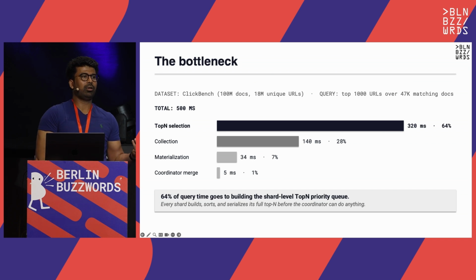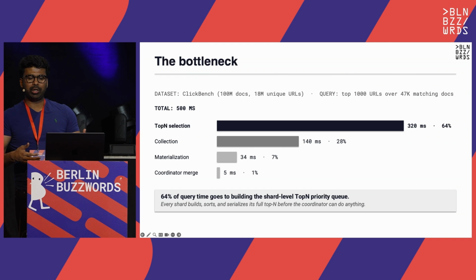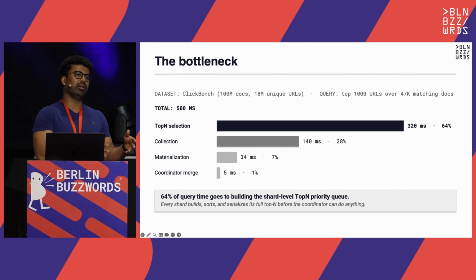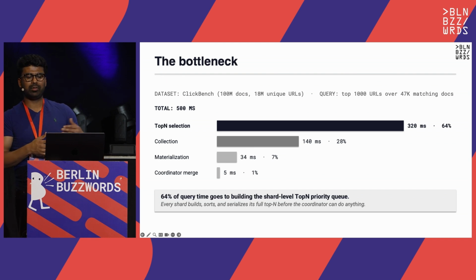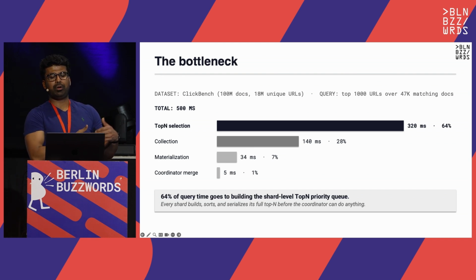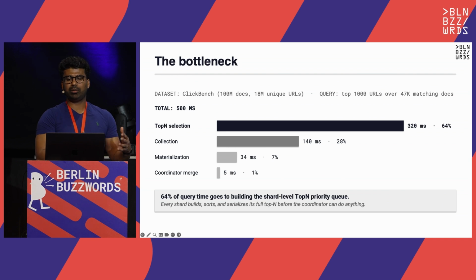So what is happening in top n selection? The shard is building a priority queue, sorting it, serializing it, all before anything is sent back to the coordinator. So the fully aggregated data is sitting on the data node for 320 milliseconds while the network and the coordinator are idle.